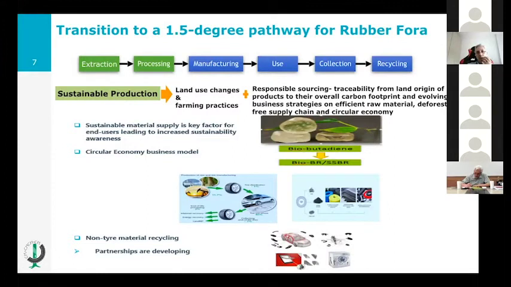Specifically coming to the rubber space, what could be the transition to a 1.5 degree pathway for rubber? This is addressed from a life cycle of the product point of view, starting from production to recycling and reuse of the product. To begin with, sustainable production. We heard in detail about land use changes and farming practices from many speakers, and the previous two speakers also addressed this in detail from a policy perspective. Beyond land use and farming practices, what are the policies and actions to be done?